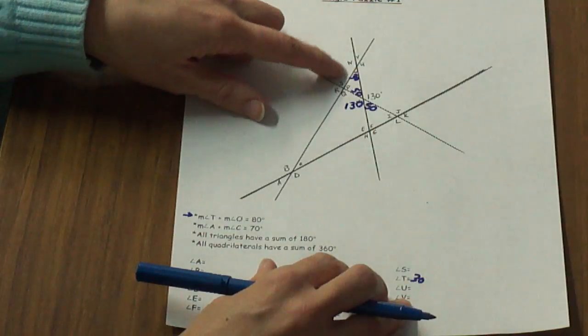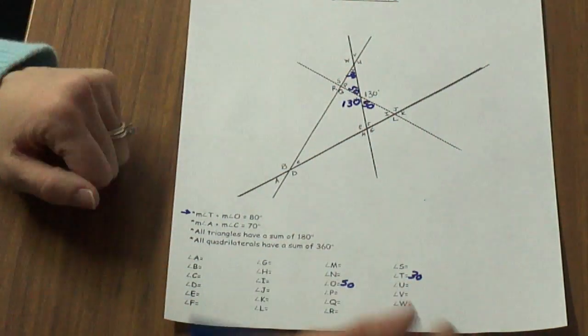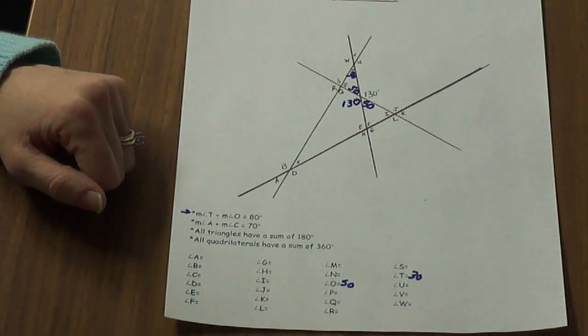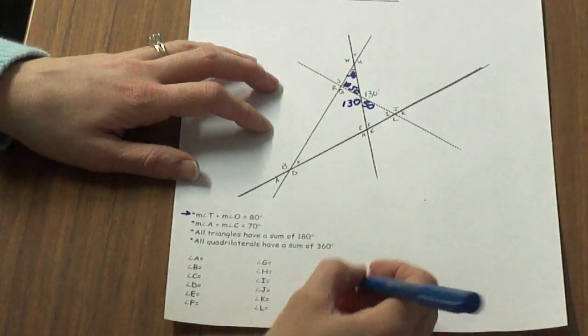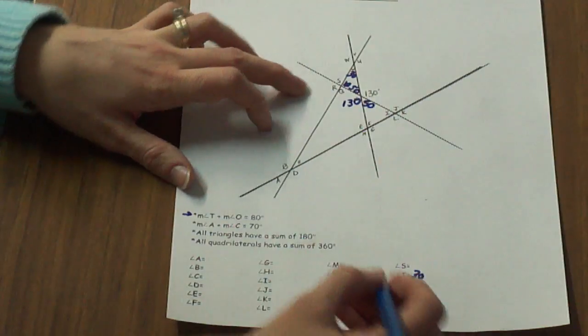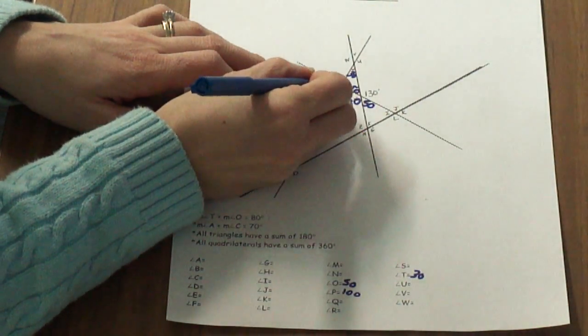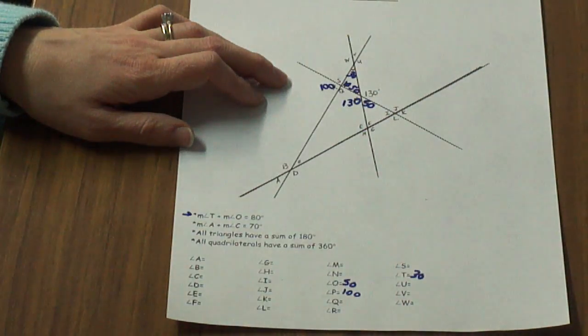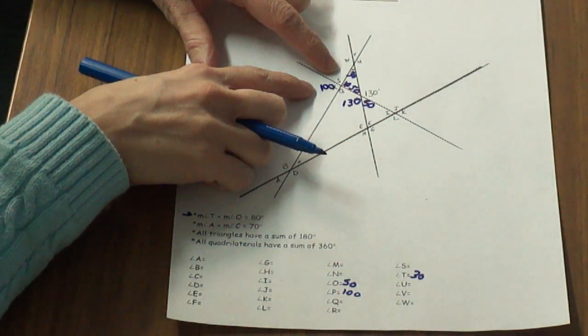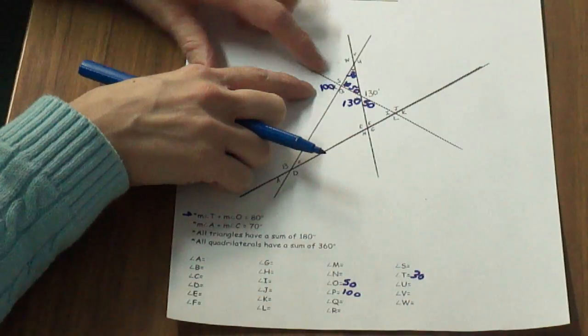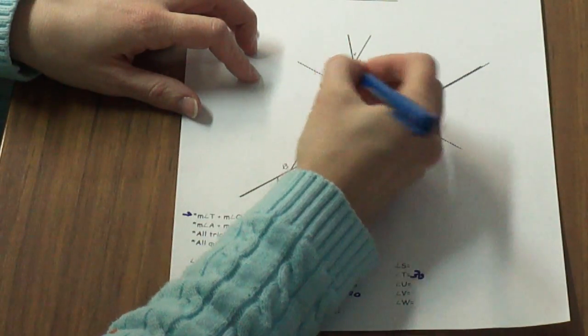Now I have a triangle that includes P. That adds up to 180 degrees. I already have 80, so P must be 100. Because P is 100, R would also be 100 since they are vertical. S and R add up to 180. They are supplementary. So S must be 80, as is Q.